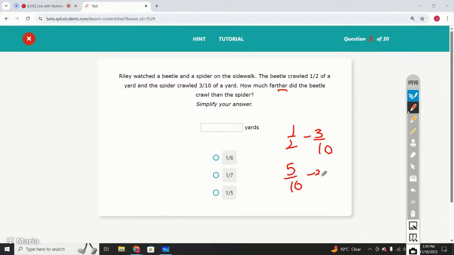So that is 5 by 10 minus 3 by 10. 5 minus 3 is 2, 2 by 10. That equals 1 by 5. The correct option is 1 by 5.